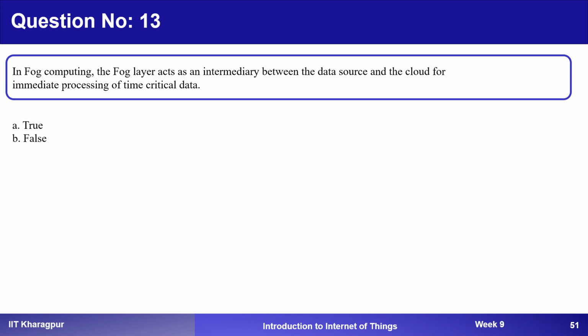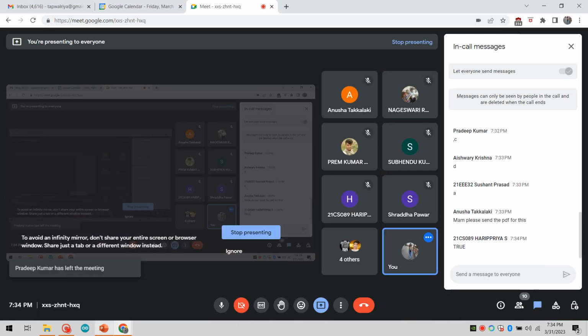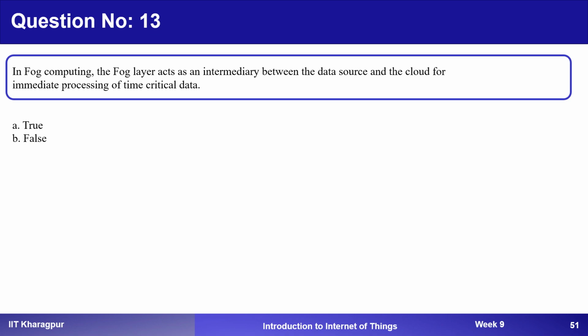Next question is, in fog computing, the fog layer acts as an intermediary between the data source and the cloud for immediate processing of time critical data. Options are true or false. True. Okay. Anyone else? True. Yeah. So this statement is true. Basically, in fog computing, one intermediate layer is placed between your cloud computing and your end devices, and the time sensitive data is processed at that particular layer.